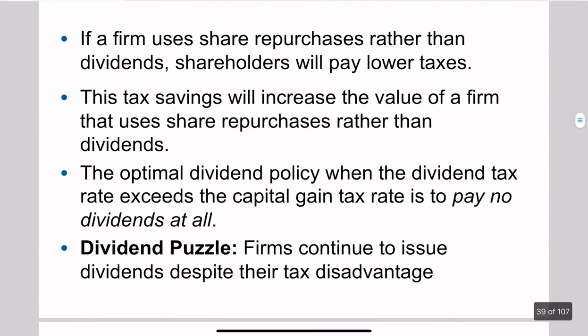Okay. So you can see that from the perspective of tax, essentially, if a firm wants to return some cash to its shareholders, then the firm should use share repurchase, right? In this case, shareholders will get capital gains and they will pay lower taxes. Because shareholders like higher cash flows, if a firm uses share repurchases, then this will actually increase the value of the firm.